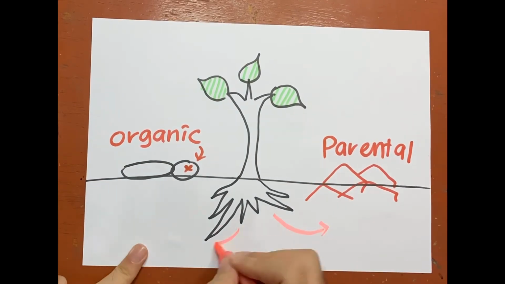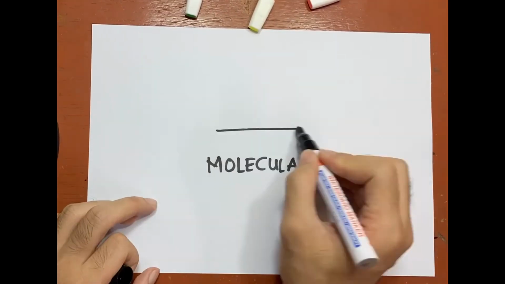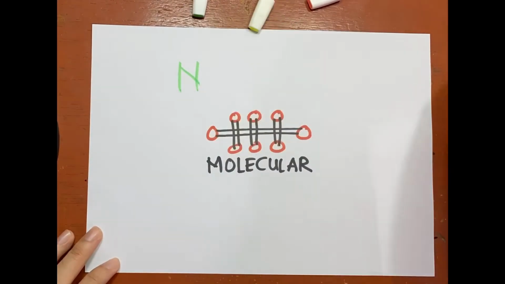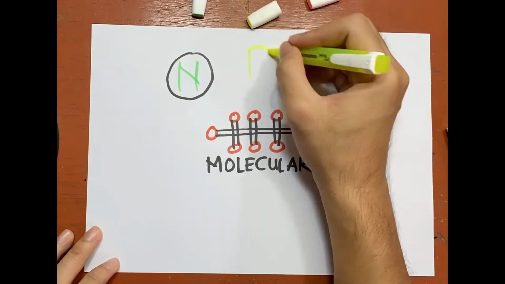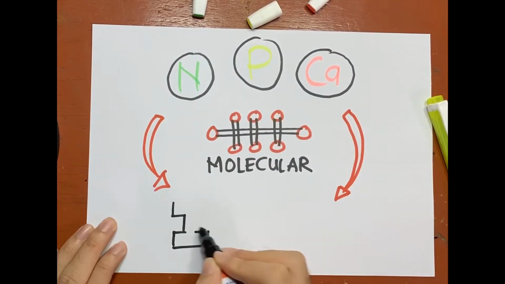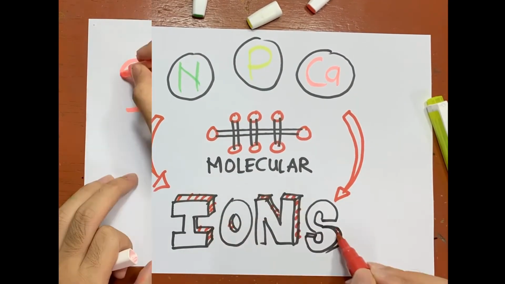Roots are the primary way in which plants acquire nutrients. At the molecular level, the parent material comprises a ladder structure that holds nitrogen, phosphorus, potassium, calcium, and other nutrients that plants need. These mineral nutrients are absorbed by the plants from the soil solution as ions.